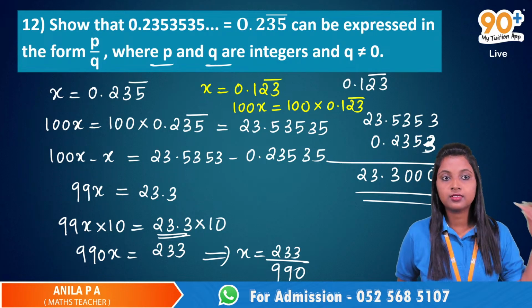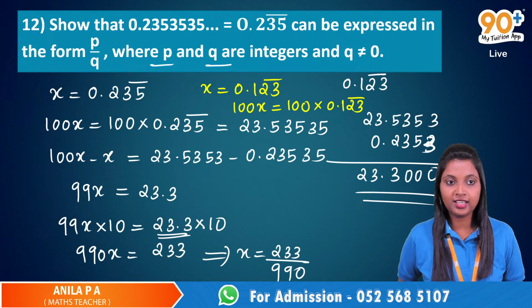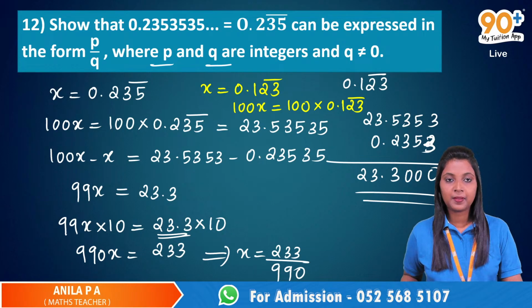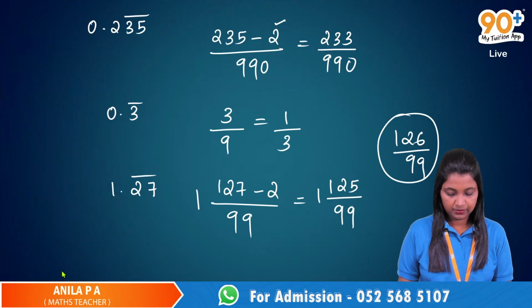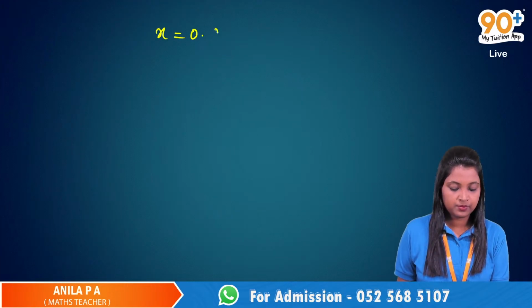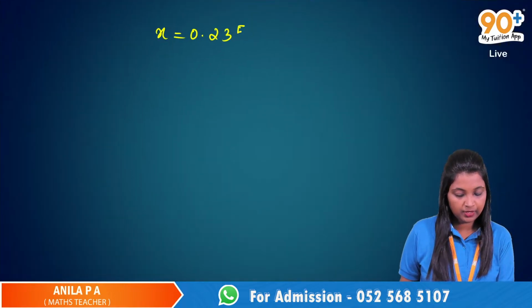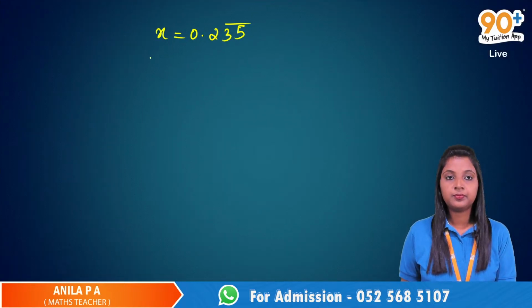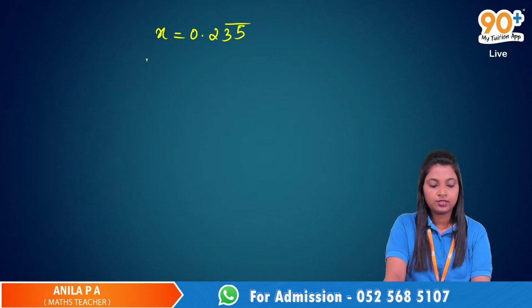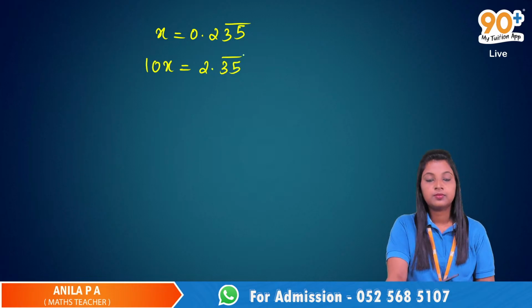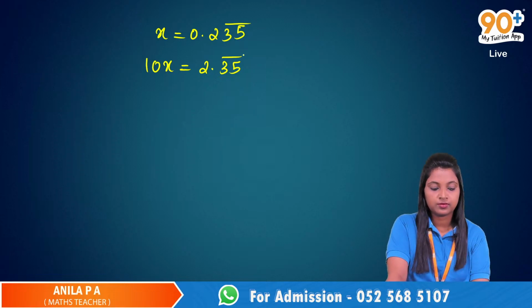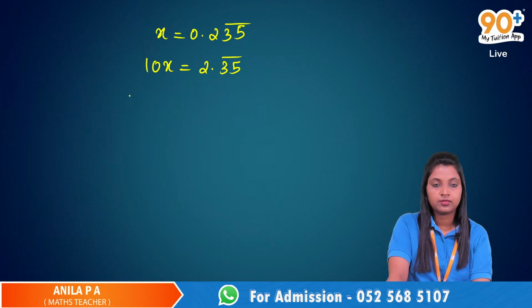But there's another method. We take x equals 0.235 bar, and then we take 10x as 2.35 bar. And then we take 10 into 100, which is 1000x.